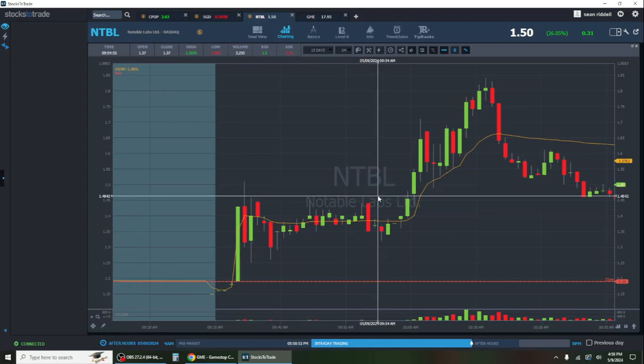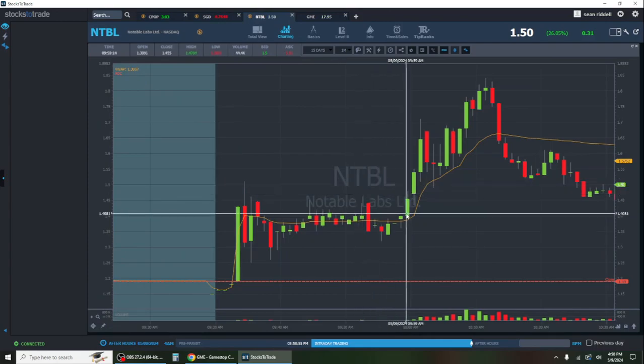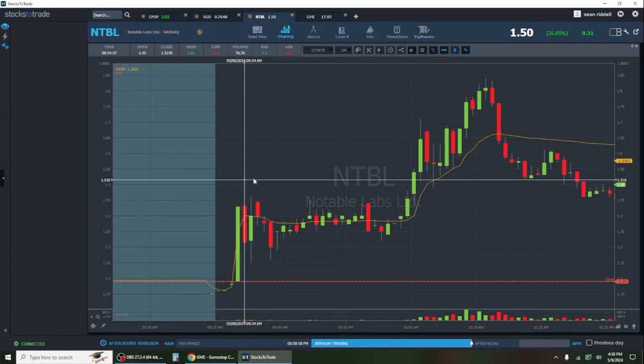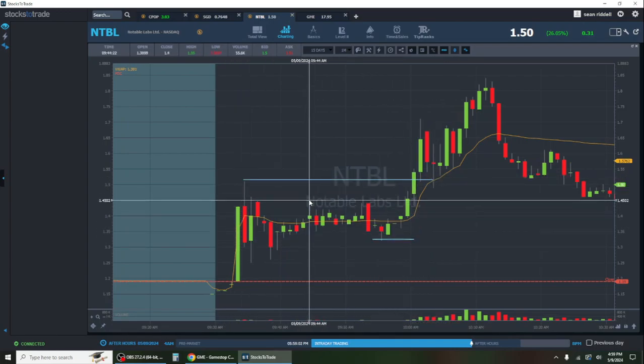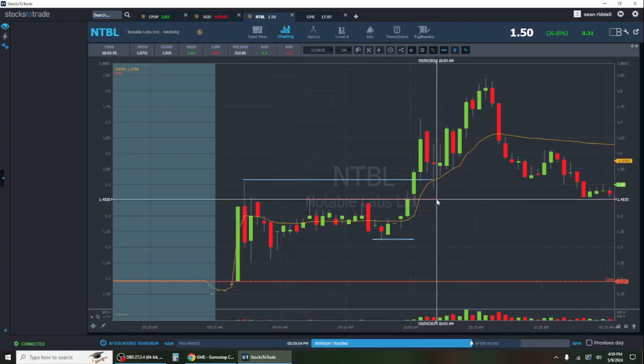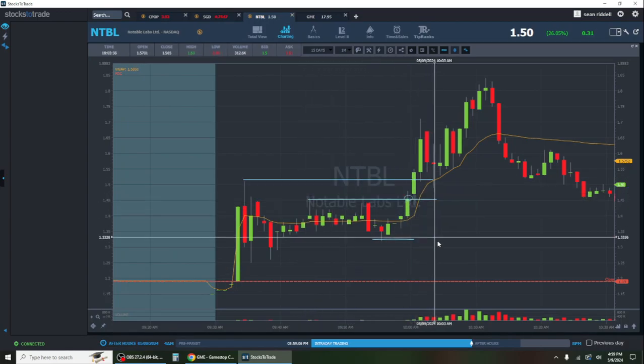NTBL, this is a little bit better of a trade. Still not the greatest risk reward though. See, there's your high of day. This would probably be your risk. Now, I am noticing like this, right? There's that entry too, which is better risk to reward.